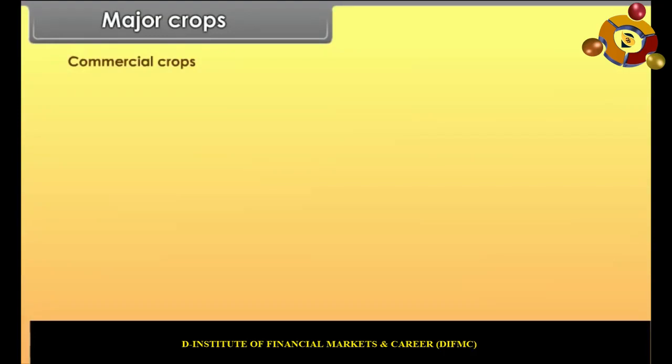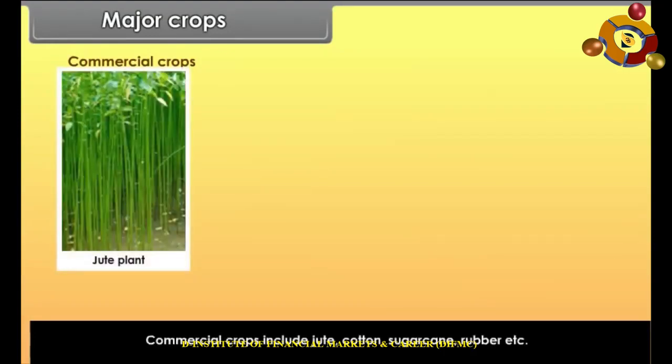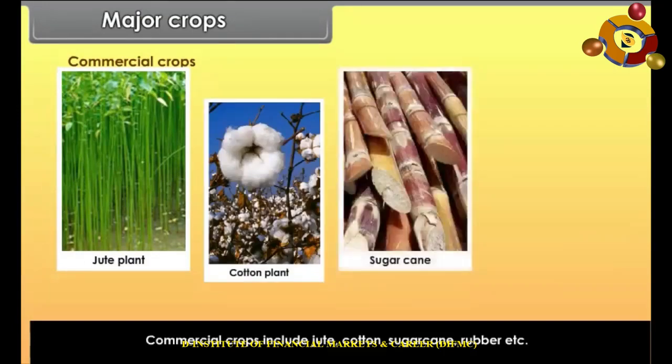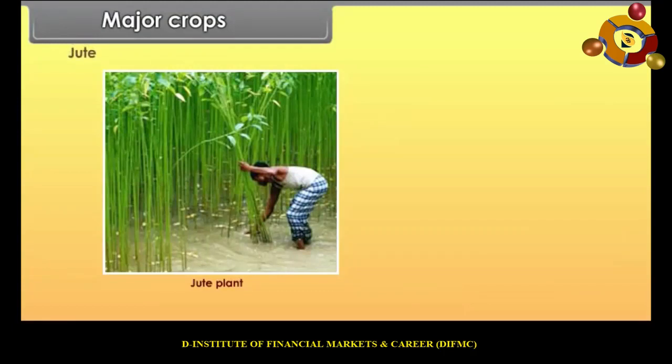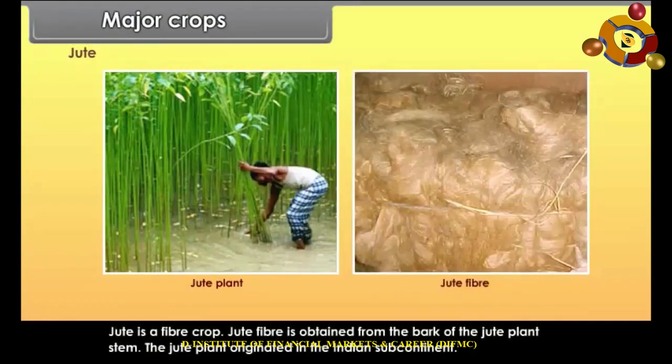Commercial crops. Commercial crops include jute, cotton, sugarcane, rubber, etc. Jute. Jute is a fiber crop. Jute fiber is obtained from the bark of the jute plant stem. The jute plant originated in the Indian subcontinent.